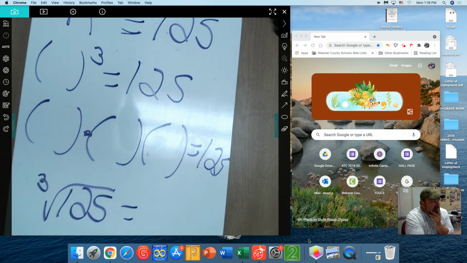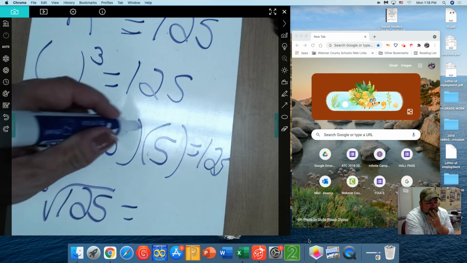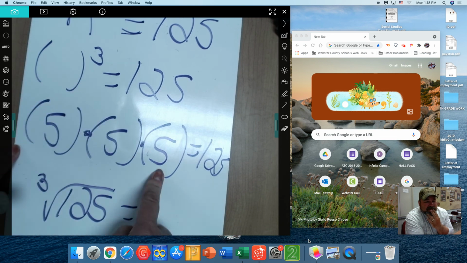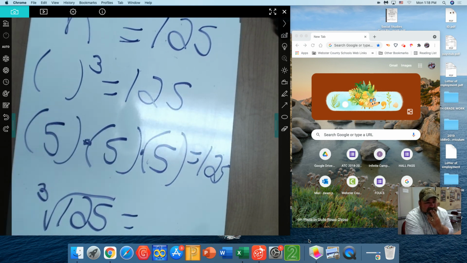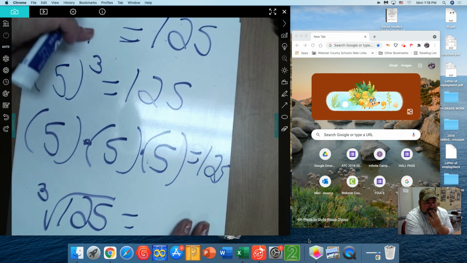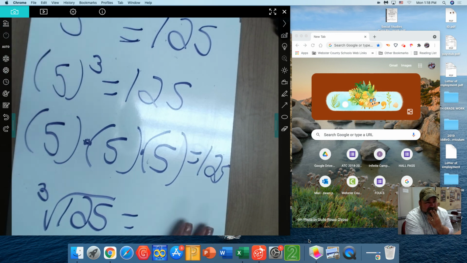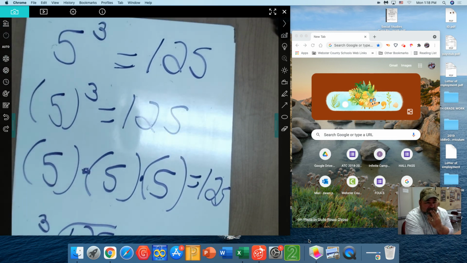So I can figure out what goes in that blank. So using your math knowledge, what number is that? Well, I think it might be 5. So 5 times 5 is 25. 25 times 5 is 125. So 5 cubed, which means I can come up here and put 5 cubed, and that's what I'd have to have for the answer. So that's just another way of writing those.